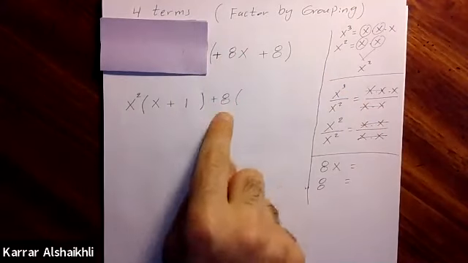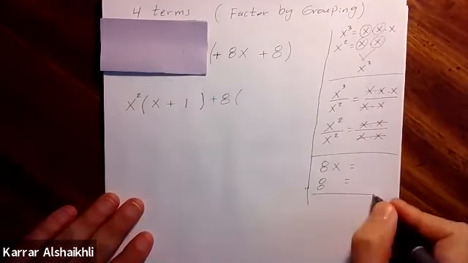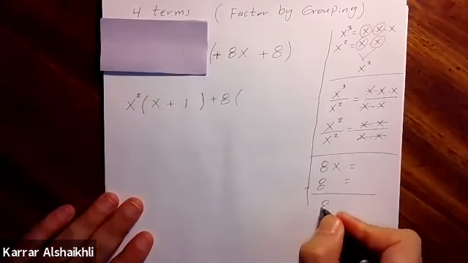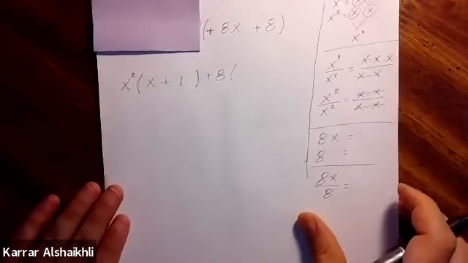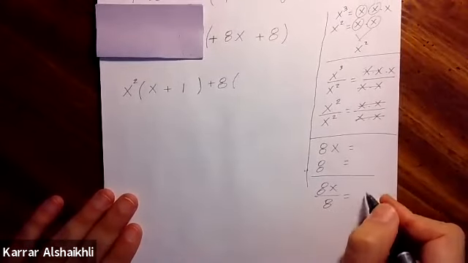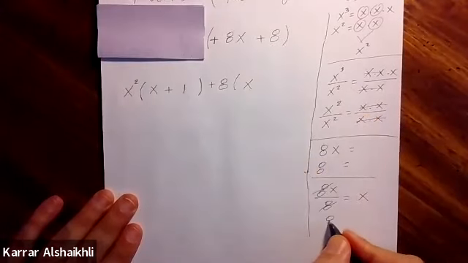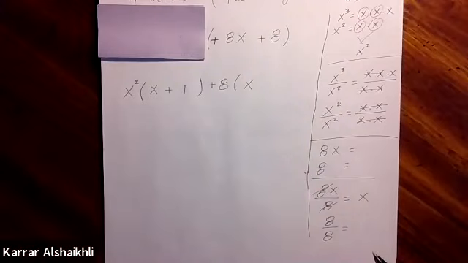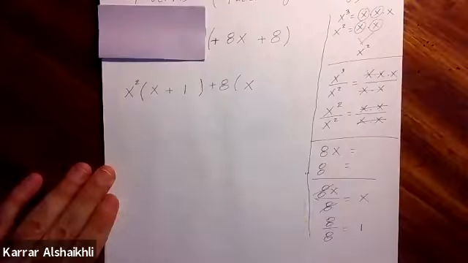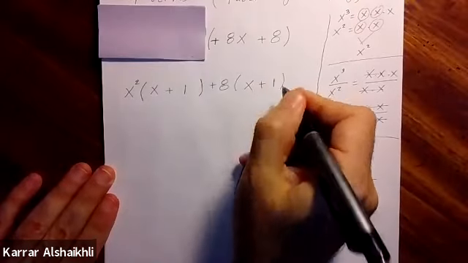8x divided by 8. How much is it going to be? X. Because you can cancel the 8, so it's going to be x. 8 divided by 8 is going to be what? 1. So it's going to be 1. That means it's going to be plus 1.